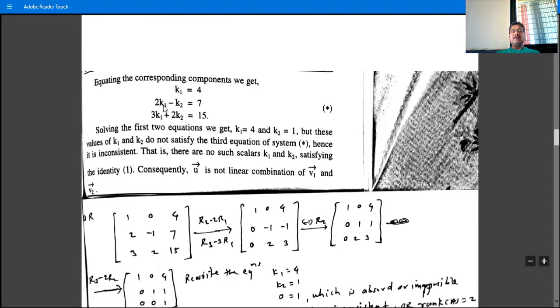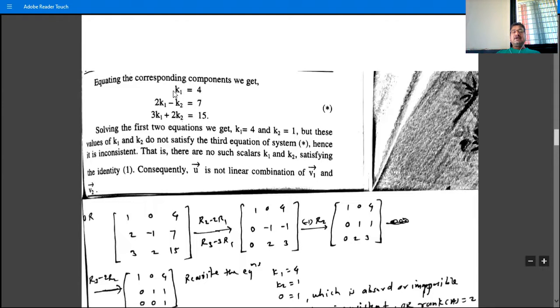When is this method applicable? If the equations are 3 and the unknowns are 2, that is, the number of equations is greater than the number of unknowns, then we have to apply this method. Or instead of this, we can apply the Gauss elimination method. That is, write the augmented matrix.